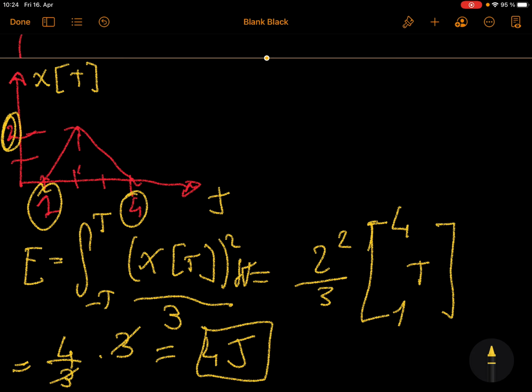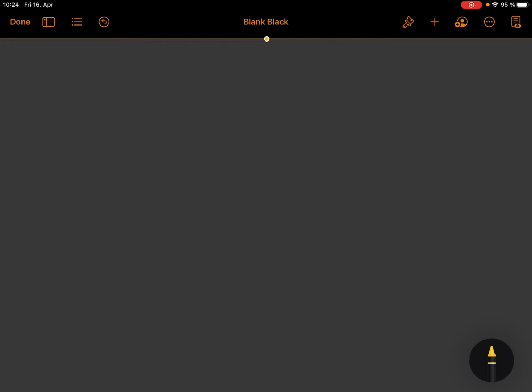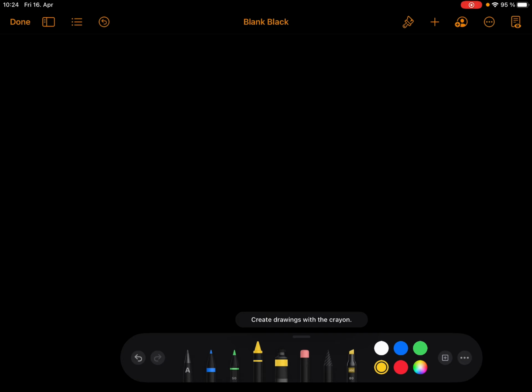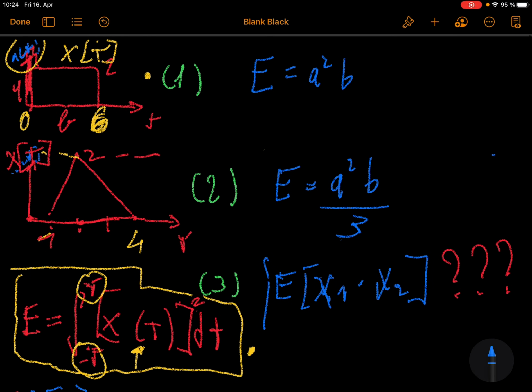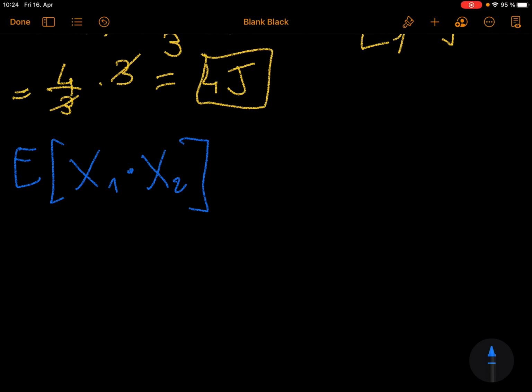All right. Now we can go to the less trivial part. The question was, how much is the energy of x1 multiplied by x2 if this one is considered as x1 and this one is considered as x2? We need to find the signal energy. Again, it's pretty much the same.